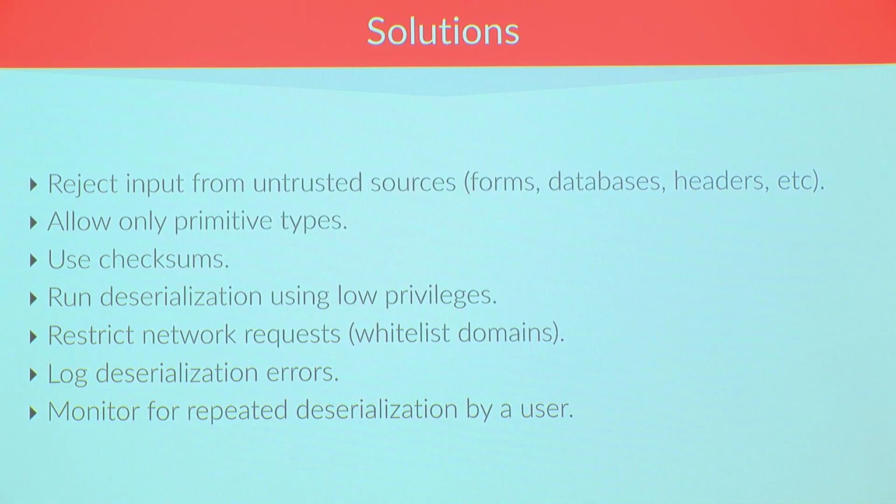Okay, so you do not want to deserialize things from forms, databases, headers, cookies. Allow only primitive types. Okay, so don't allow objects in your XML or in your YAML. Just allow the strict basic types, so like strings and numbers and such, and booleans. JSON would probably help you with that because it only allows basic stuff.